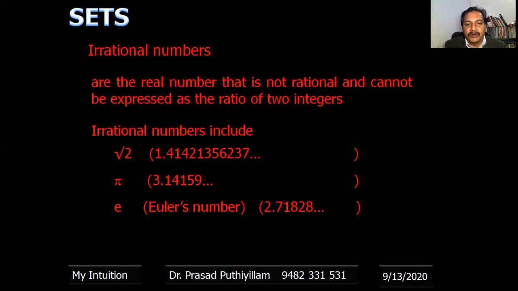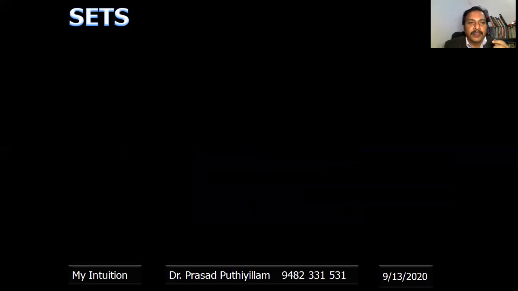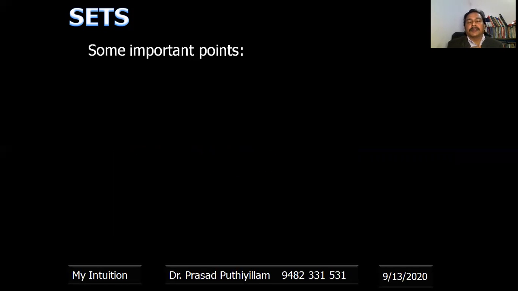e is Euler's number, 2.71828, and it continues. Again it is a long number with so many digits, so it is difficult to represent in the form p by q. So we call it irrational.